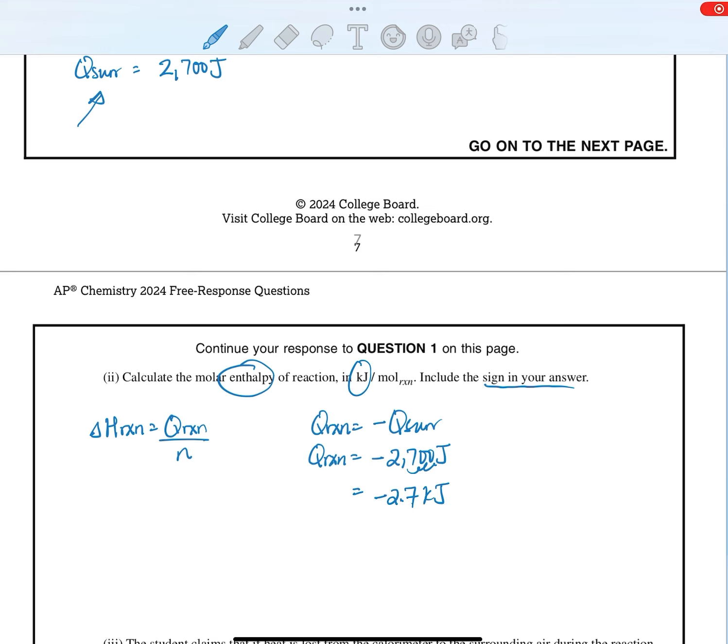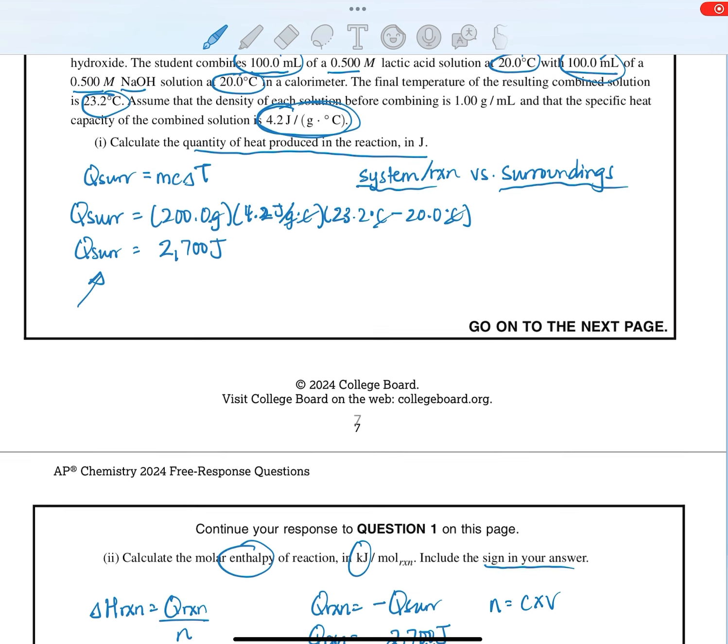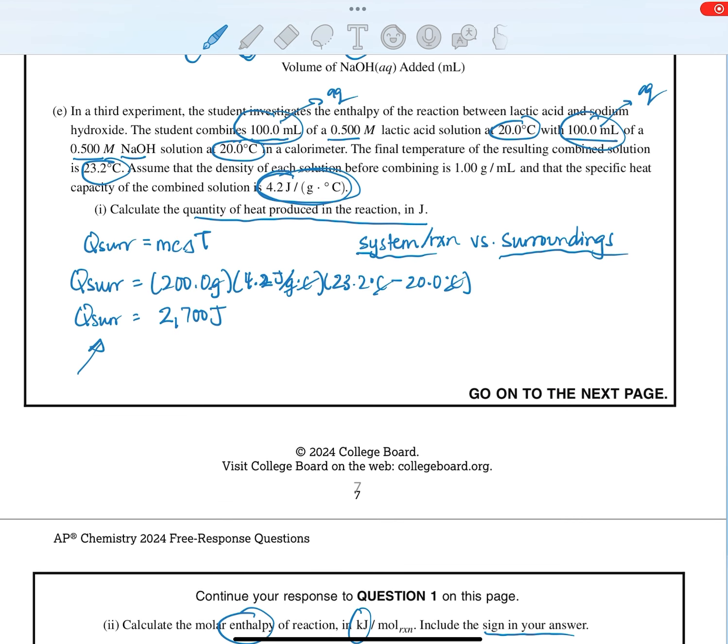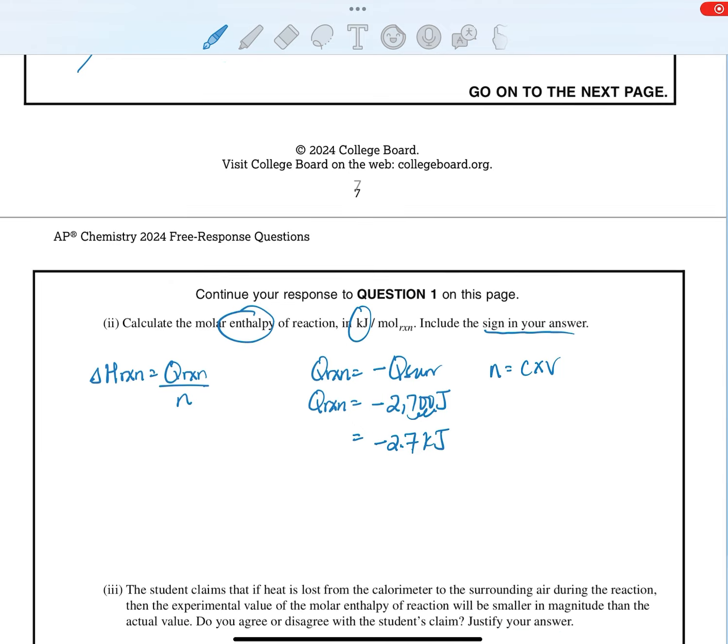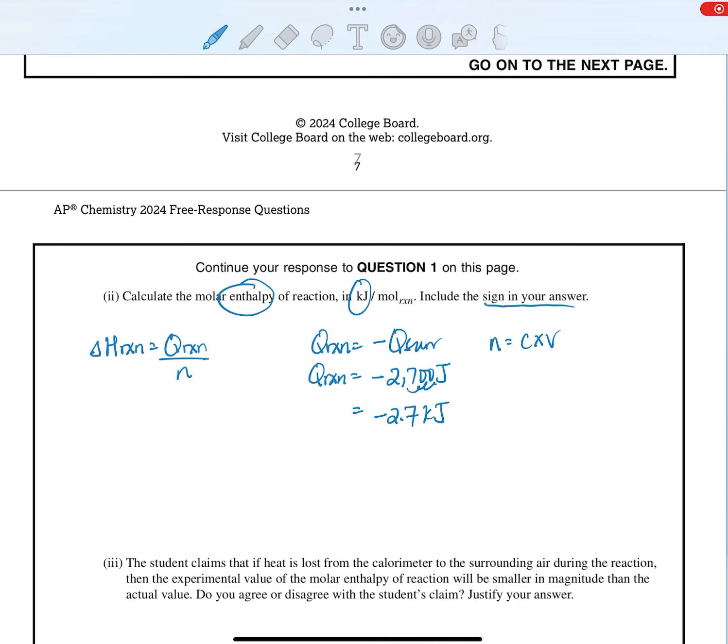What about the moles? Well, remember that moles equals concentration times volume, and if we go up here, I'm given the volume and concentration of both the acid and the base. Now, you would have to use the moles of the limiting reactant, but they're both limiting because you have the exact same amount of both, and it's a 1-to-1 ratio. So when you calculate the moles, it doesn't really matter which compound you're using because they're both limiting reactants.